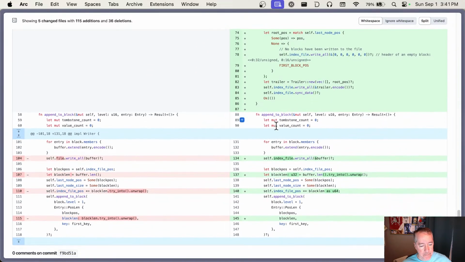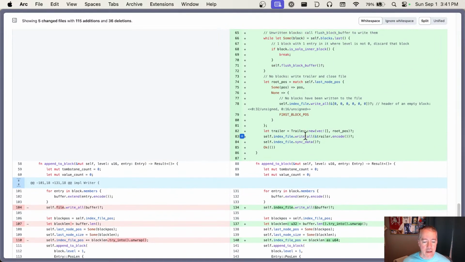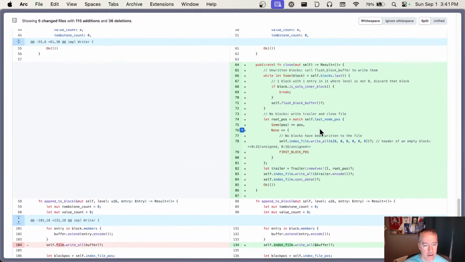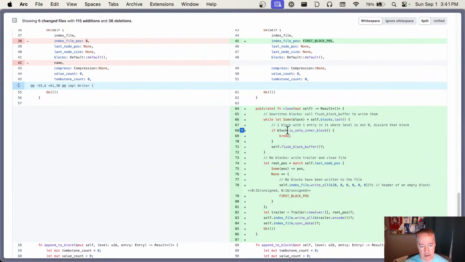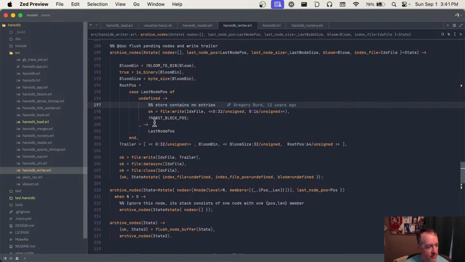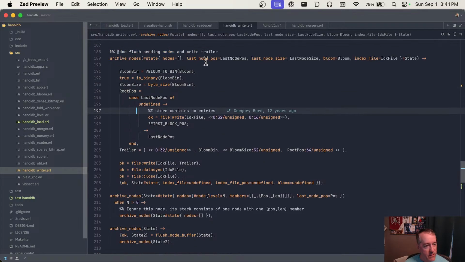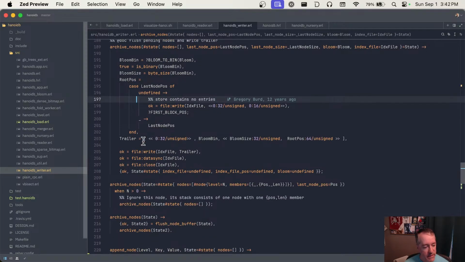Let's see, and append to block. Right. So I want to look back at the Erlang code, make sure we didn't miss anything in the writer, because I have a feeling there's something, archive nodes or something that we didn't look at. No, this is the bit that we handled, right? So archive nodes does the final writes on the file. Yeah. So we did handle that. Okay.